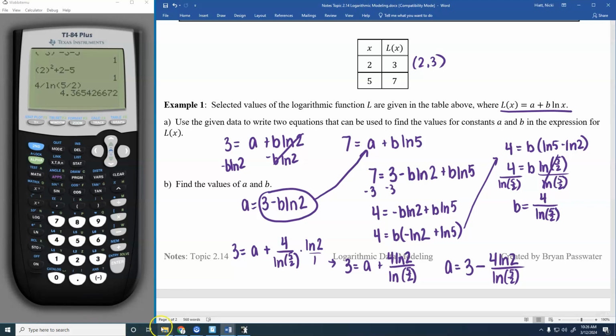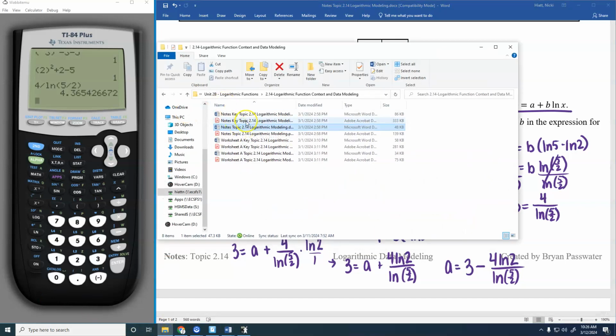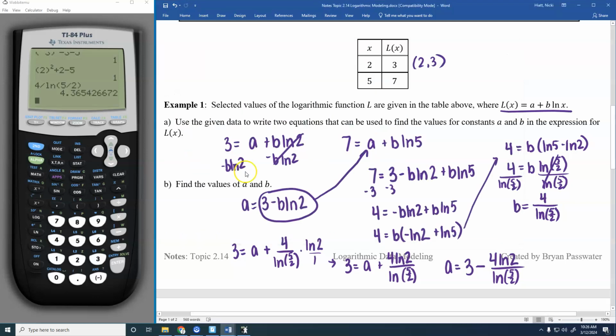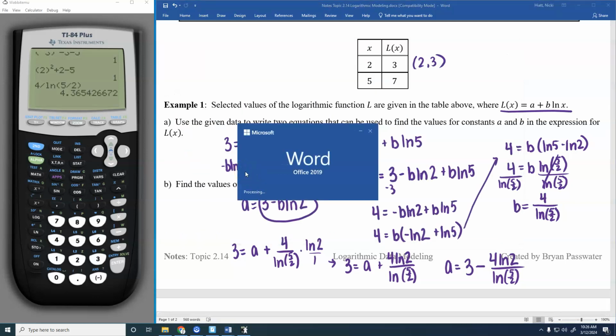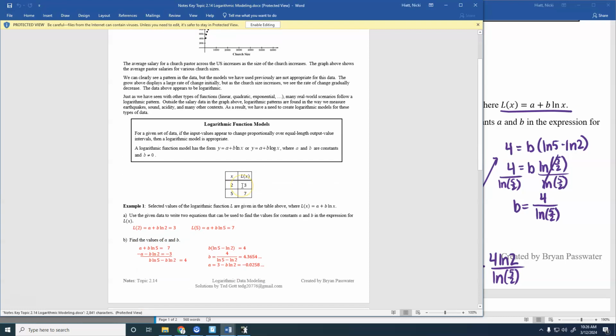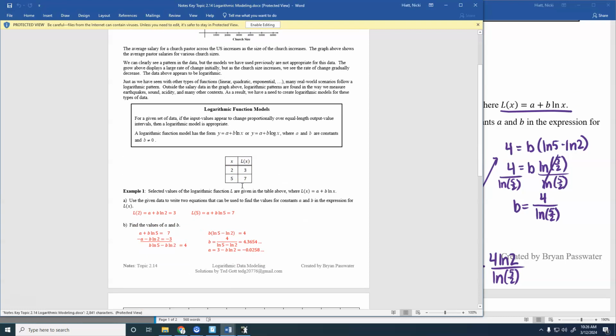And I think he would leave it like that, but I'm going to open up his key just to check to make sure he left it that way. Actually, he went ahead and did decimals, but yeah, you pretty much have to just leave it that way.